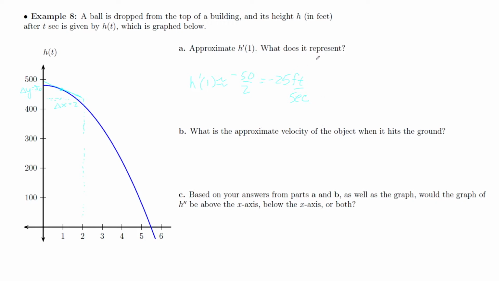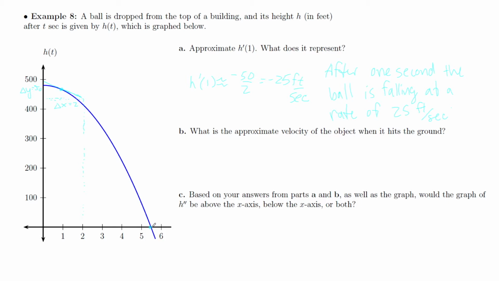So what does it all represent? Well, the first derivative is velocity. So we can say after 1 second, the ball is falling at a rate of 25 feet per second. Then part B says, what is the approximate velocity of the object when it hits the ground? Of course, that's right here.